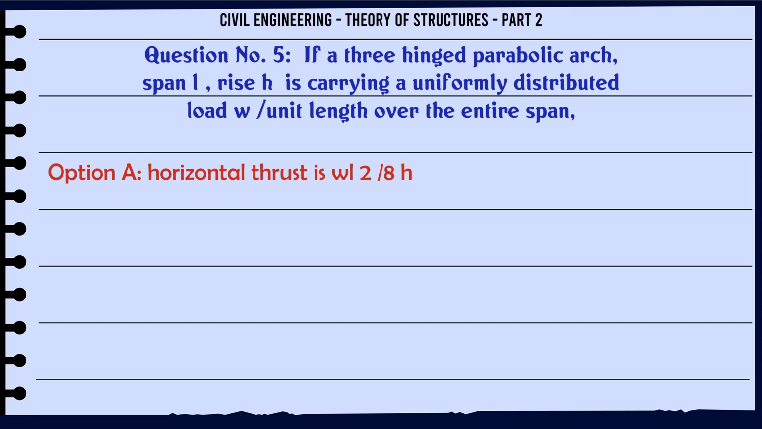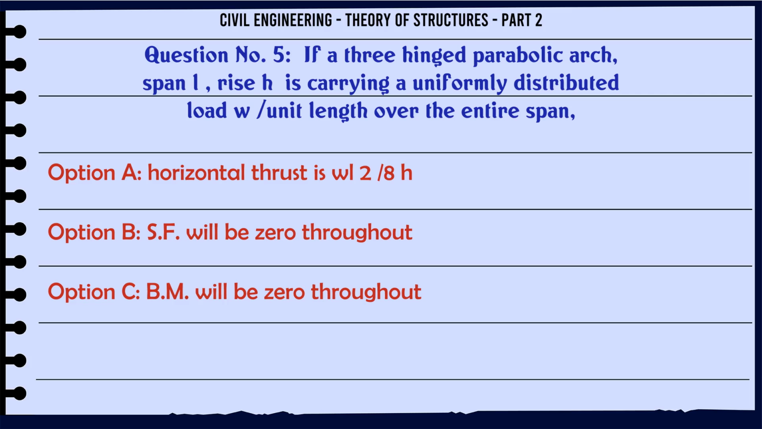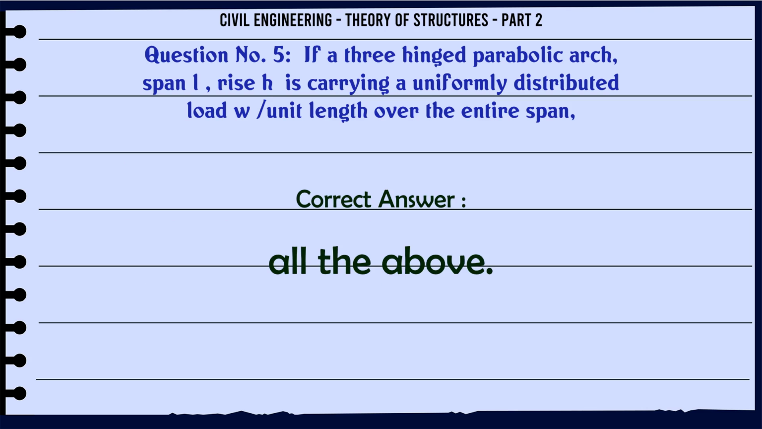If a 3-hinged parabolic arch of span L and rise H is carrying a uniformly distributed load W per unit length over the entire span, A, horizontal thrust is WL²/8H, B, SF will be 0 throughout, C, BM will be 0 throughout, D, all the above. The correct answer is all the above.